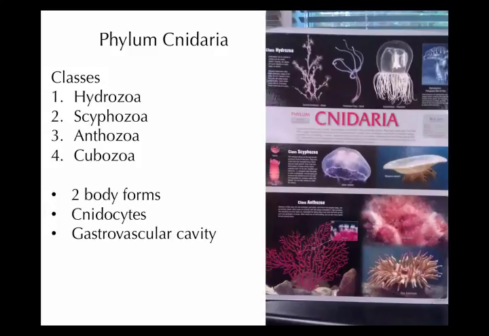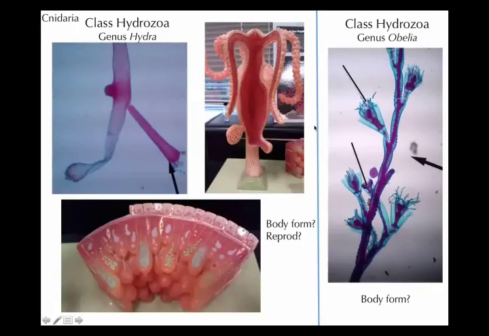Cnidocytes are what make all this a group: stinging cells. So if you have an organism with cnidocytes, it's a cnidarian. And they have a gastrovascular cavity for feeding. No digestive system per se yet, or circulatory system, or respiratory system, none of that. They just have this gastrovascular cavity, which is basically like the opening in the inside.